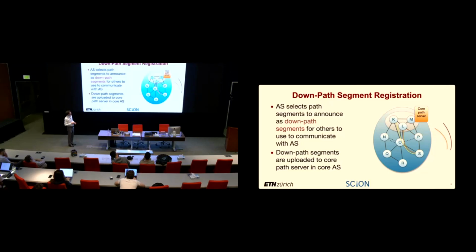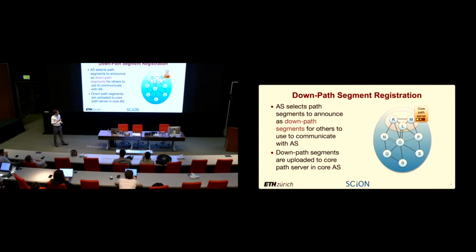And in this example here, one of the paths is deemed maybe as a private path or maybe as a less optimal path. And so this path is deleted and not being made available globally, but the other 3 are. And then they're registered at a core path server, which then enables the global redistribution of these path segments.